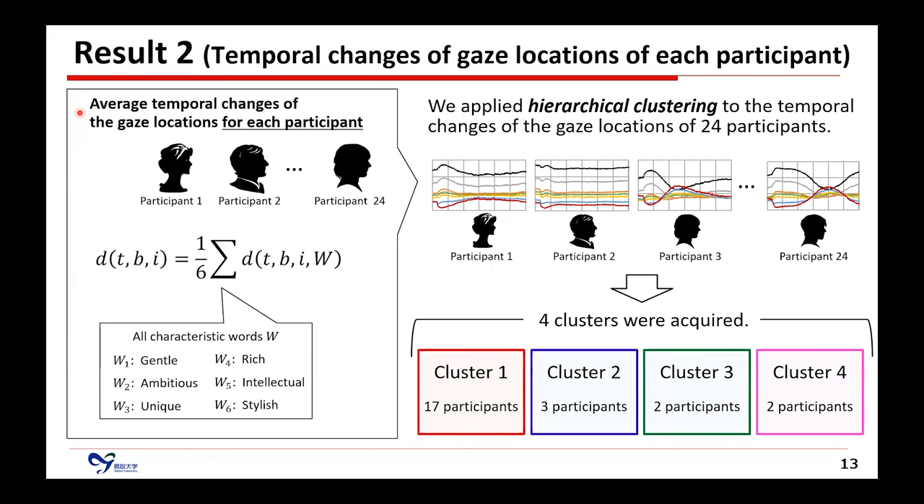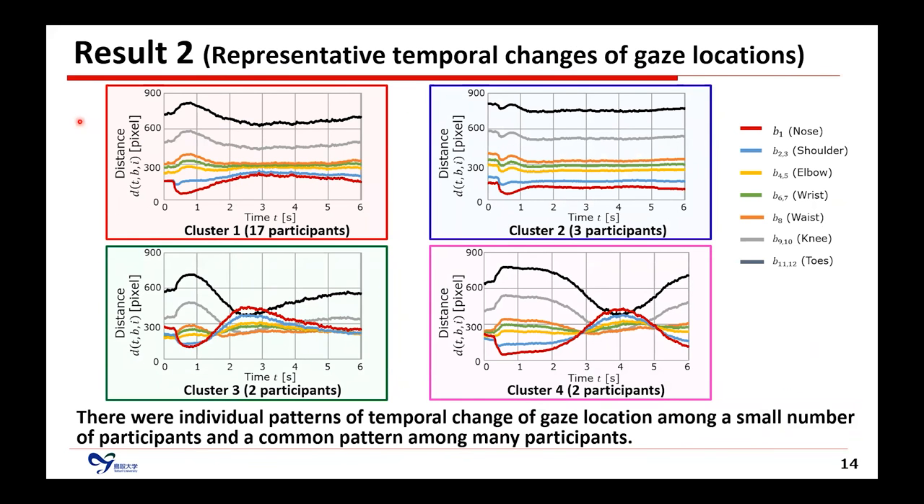We evaluated the average temporal changes of the gaze location for each participant. We calculated this equation using all the characteristic words. We applied hierarchical clustering to the temporal changes of the gaze location for 24 participants. Cluster 1, cluster 2, cluster 3 and cluster 4 were acquired. We show figures of the representative temporal changes of the gaze location for one participant in each cluster.